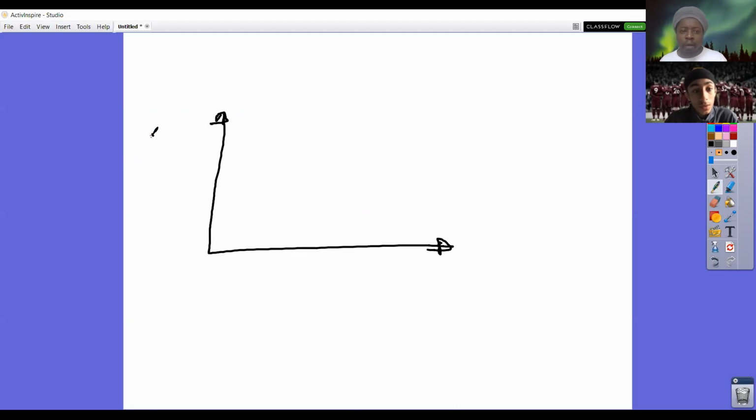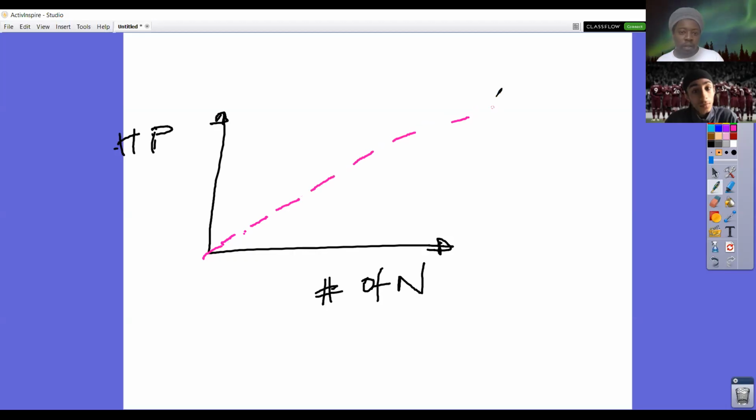So if I have the number of protons here, and the number of neutrons here, and I plot a graph, I'll use my purple. And I could put some scales here, by the way. So 20, 20, 40, 40.